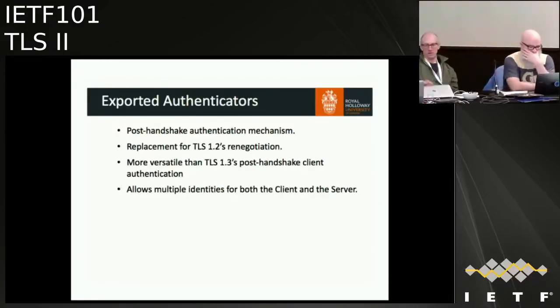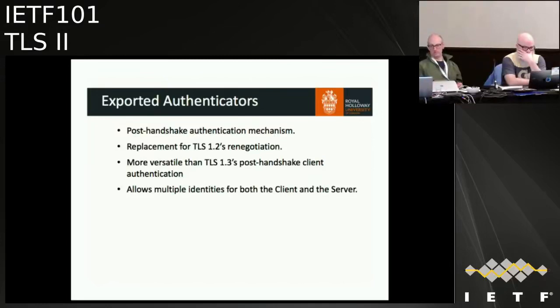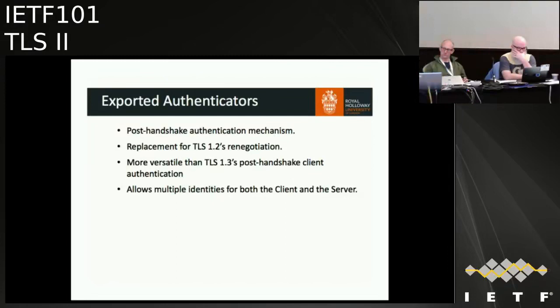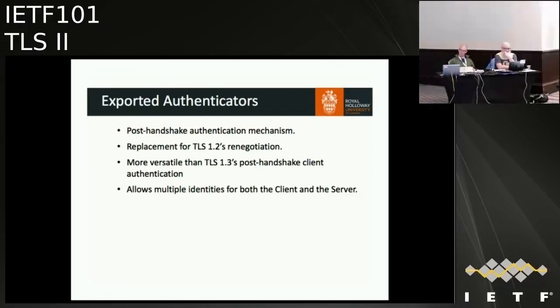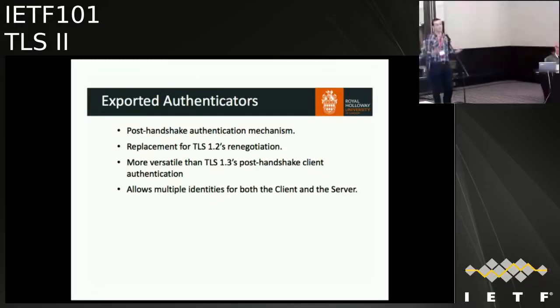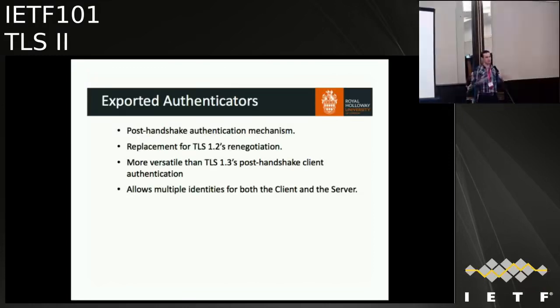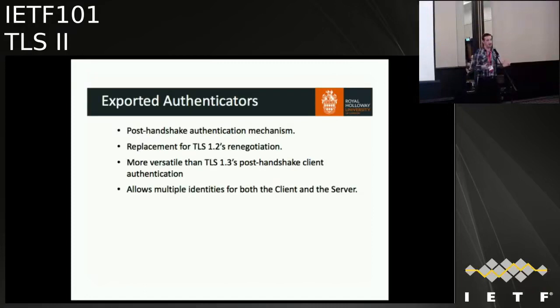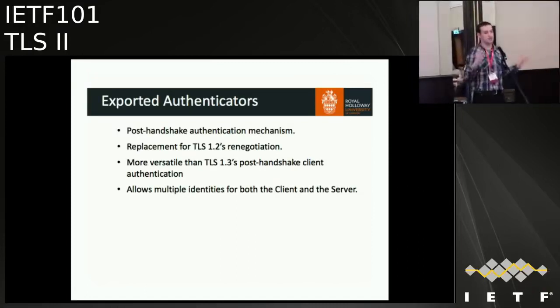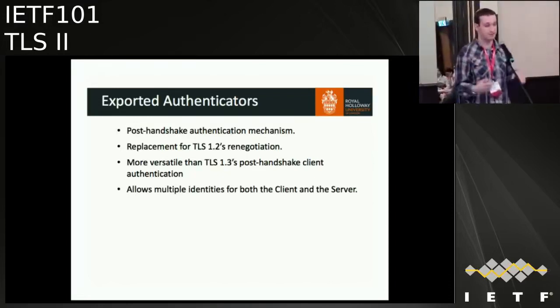So what are they? Very briefly, they're a post-handshake authentication mechanism that's supposed to replace TLS 1.2's renegotiation and provide a more versatile version of post-handshake authentication than the post-handshake client authentication that's already there. So how is it more versatile? It allows multiple identities for the client and the server.